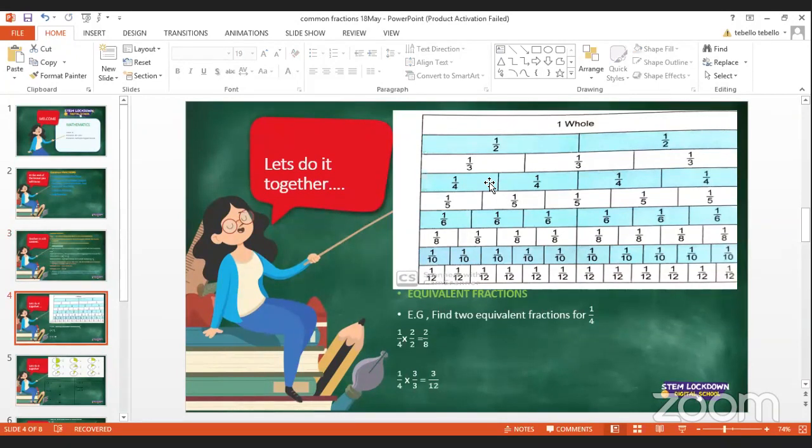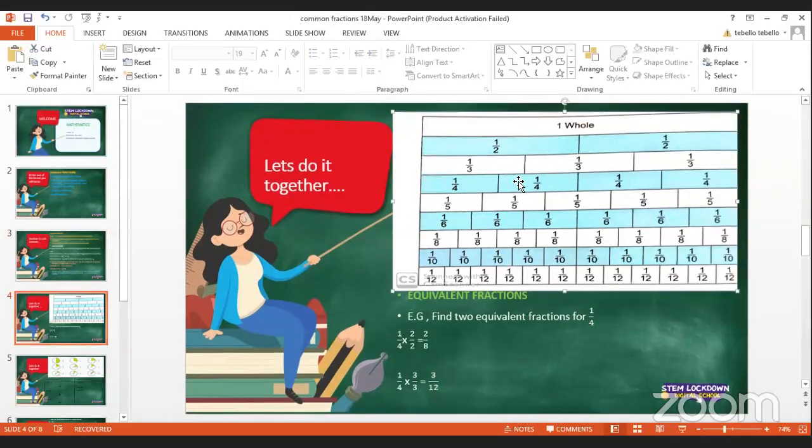Okay, so let me go back to what are equivalent fractions. Equivalent fractions are fractions that have the same value even though they look different. Like this one, for example, 1 over 2 is the same as 2 over 4, right? 2 over 4, when you simplify it, you will get 1 over 2. And again, 1 over 2 is the same as 4 over 8. When you simplify 4 over 8, you will get 1 over 2.